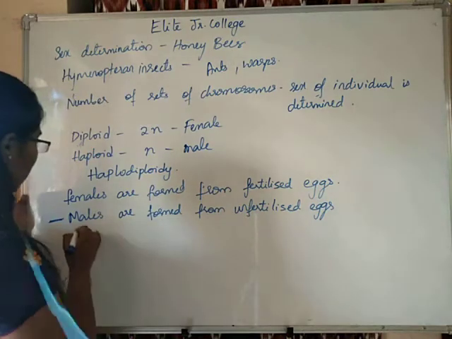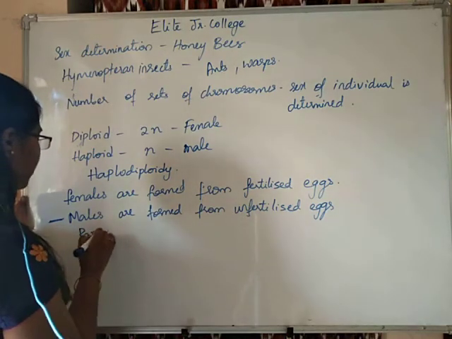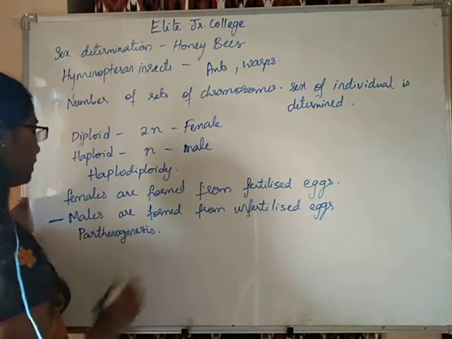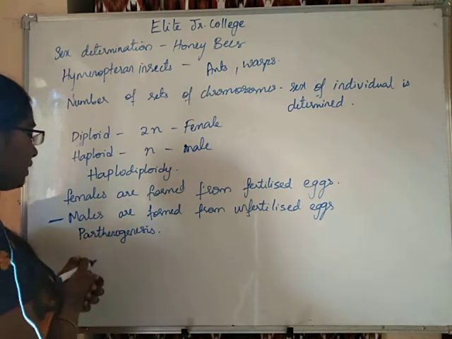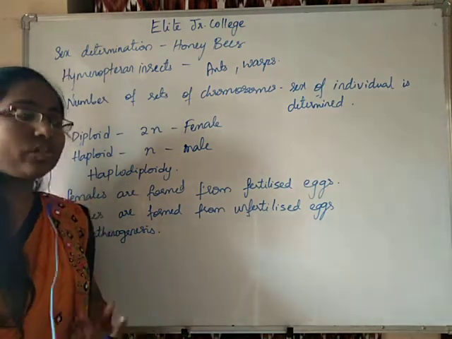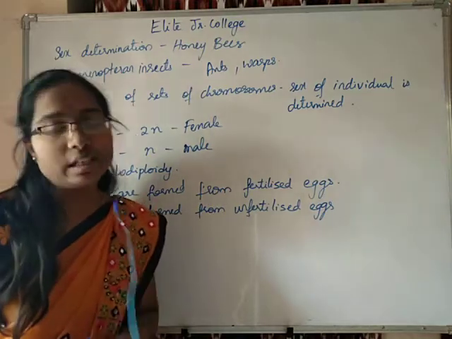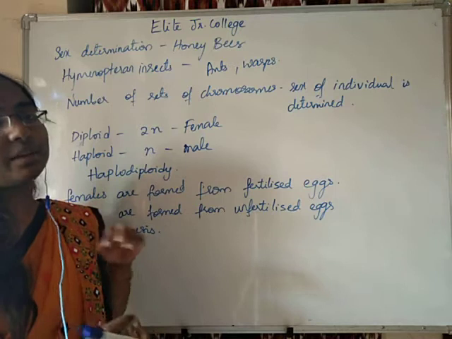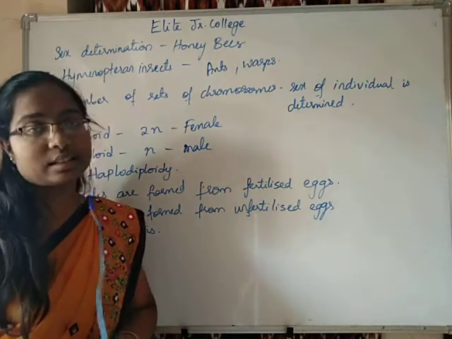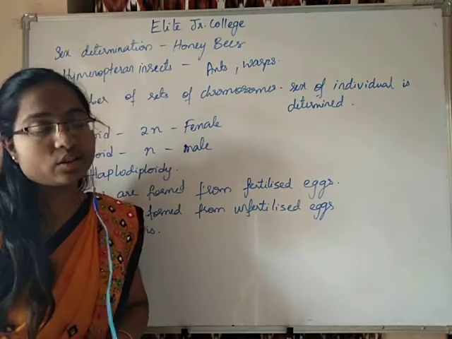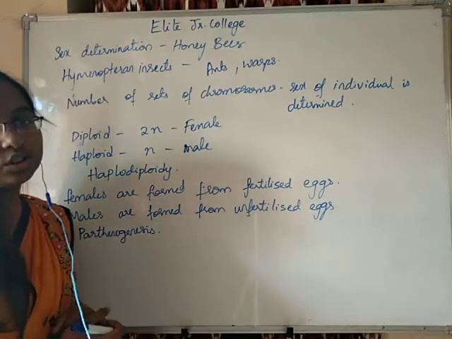This condition is called parthenogenesis. Parthenogenesis means males are formed from the unfertilized eggs. The development of a young individual from an unfertilized egg is called parthenogenesis. So here, males are exhibiting parthenogenesis, that means males are developing from the unfertilized eggs.